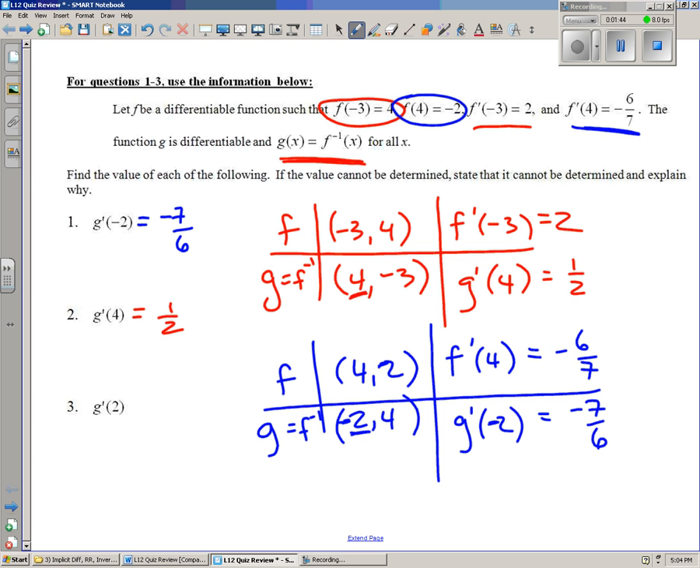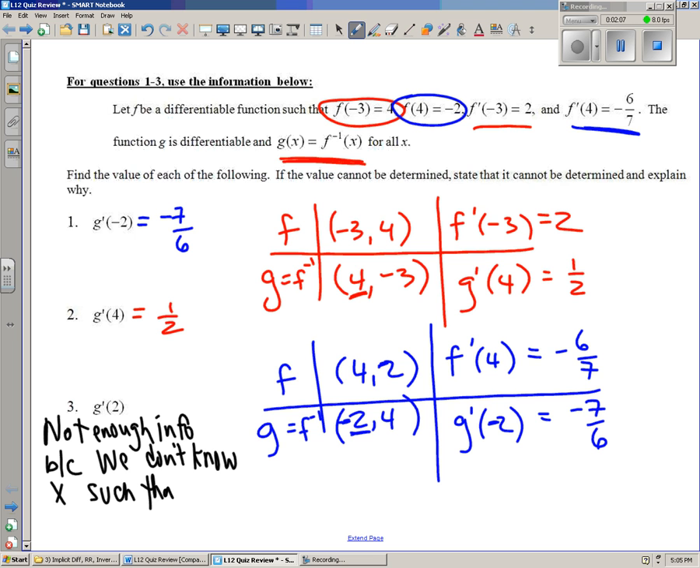And as you see, we're out of information. We can't find g prime of 2. There's not enough info. And the reason is because we don't know an x value such that f of x is equal to 2. This was not given, okay? So there are your answers, 1, 2, 3, and most of you got these right in class.